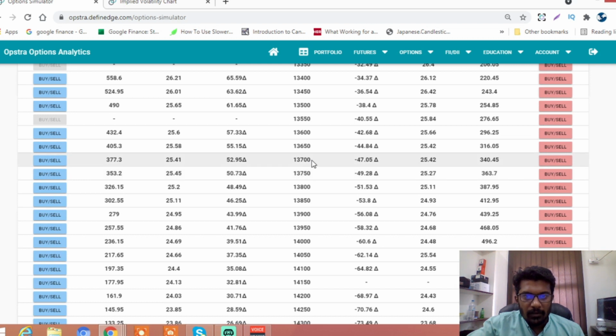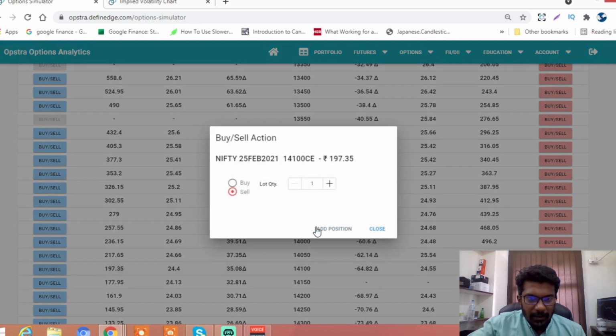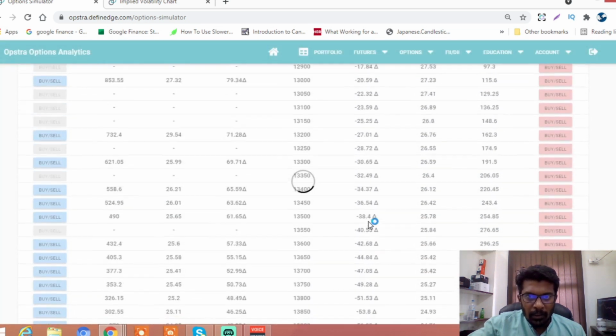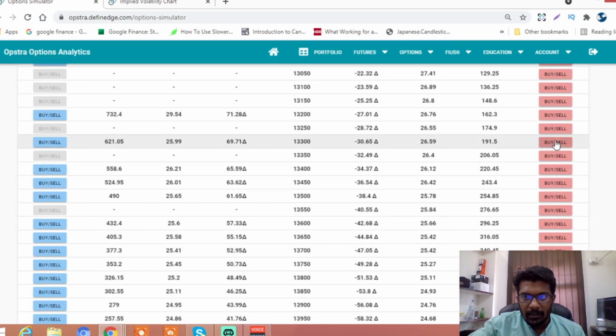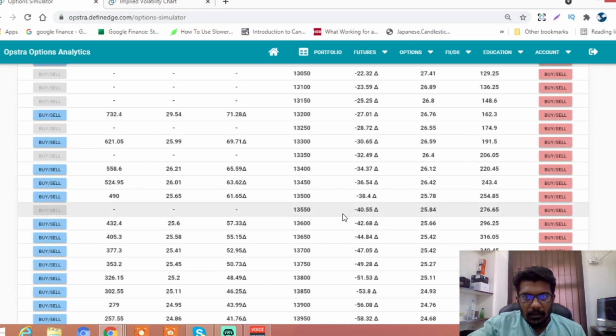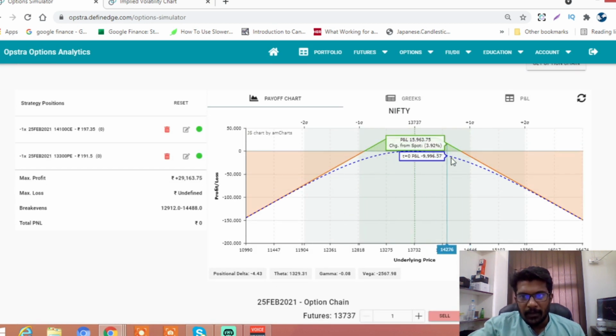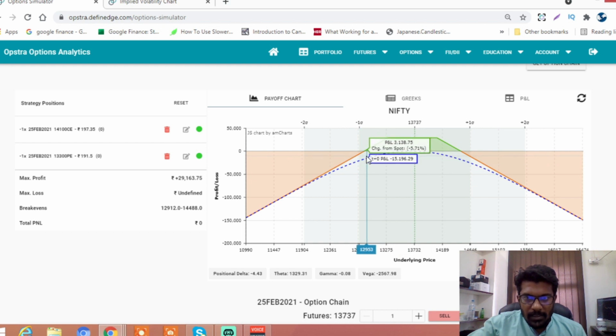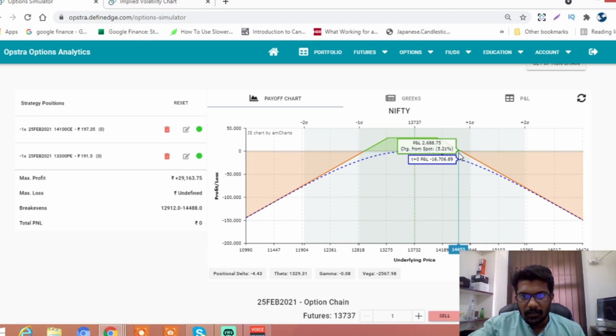So Nifty on 1st of February is 13,700, and I'm going to sell a 14,100 call, one lot. And on the downside I'm going to sell a 13,300 put, one lot. That makes a perfect strangle. We have collected a total of 29,163. Our break-even point on the downside is 13,000, and on the upside is 14,500.